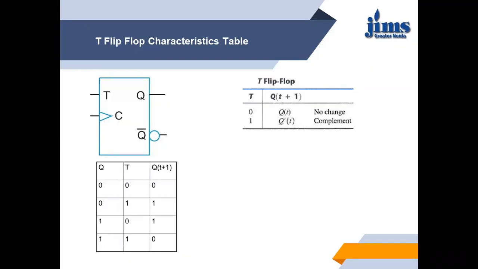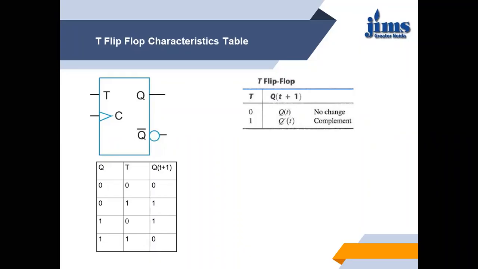So in the characteristic table, we have input as present state and T, and the output is next state. Whenever T is 0, no change. Whenever T is 1, complement. So here T is 0, no change. T is 1, we have complemented. T is 0, no change. And T is 1, we have complemented. So here is the complement, 1 to 0 and 0 to 1.